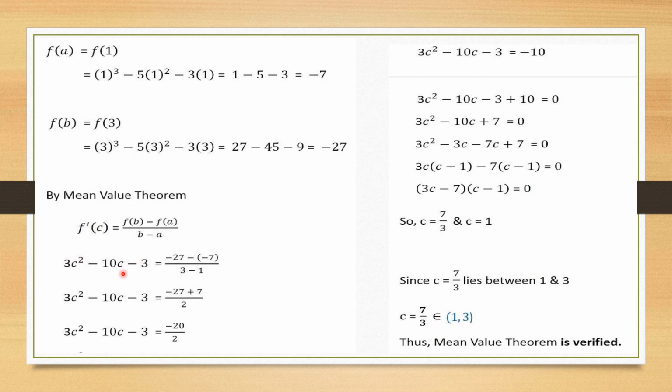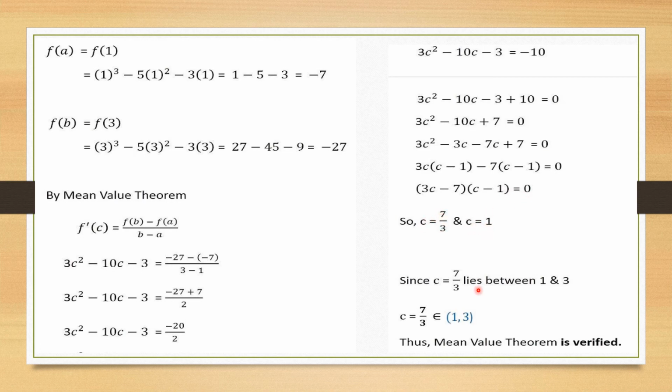So this is your f'(c), which is the quadratic polynomial 3c² minus 10c minus 3, and the values of f(b) and f(a) are placed from here. After reduction, it gives me the quadratic equation 3c² minus 10c plus 7 equal to 0, which after factorization can be written as (3c minus 7)(c minus 1) equal to 0. C is 7/3 or 1.